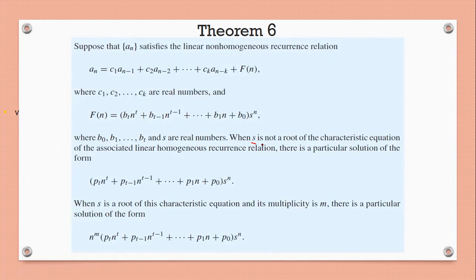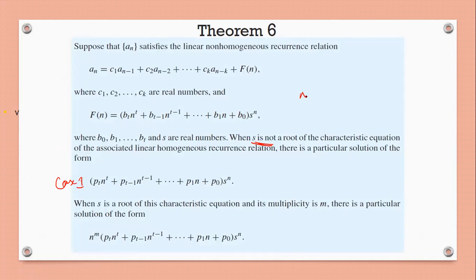Now, when s is not a root of the characteristic equation of the associated linear homogeneous recurrence relation, then the particular solution, this is for case 1, is p_t n power t plus p_(t-1) n power (t-1) plus and so on up to p1 n plus p0, into s power n. Okay. One more thing. If you have in our problem n and some constant, then we will have only p1 n plus p0. If we have all these terms, then we will be taking all these terms.